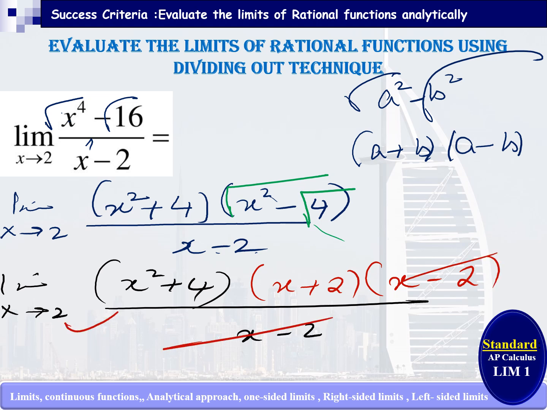Now replace the x by 2. It means apply the limit. So I will have 2 square plus 4 and 2 plus 2, which means 4, and here 8. 4 8s are 32, not 24.